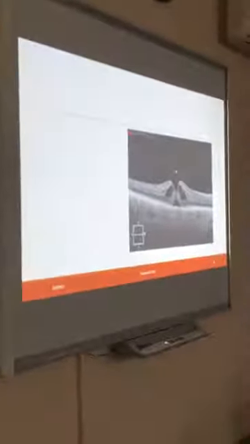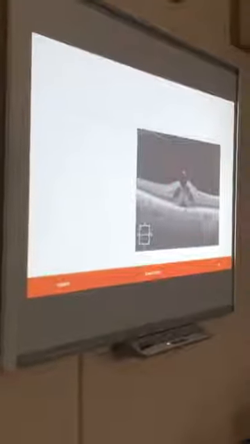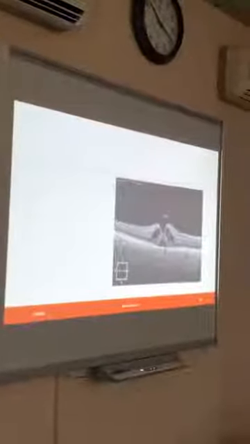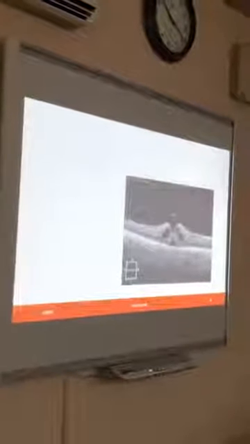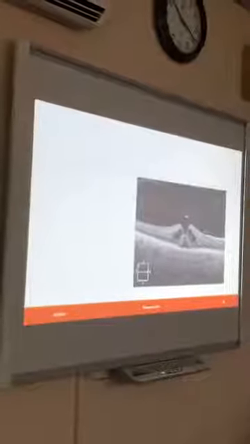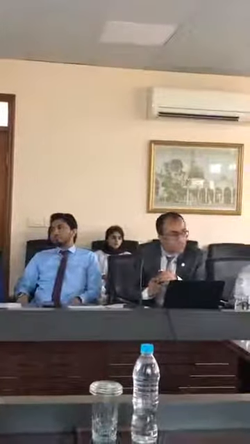And so you can see the complete posterior vitreous detachment with an operculum over here, and this is a partial thickness macular hole. So this is not a full thickness macular hole, and you can see there is some continuation at this level, and you can see the cystic changes over here and schisis cavities at this level. So this is a partial thickness macular hole with complete posterior vitreous detachment.